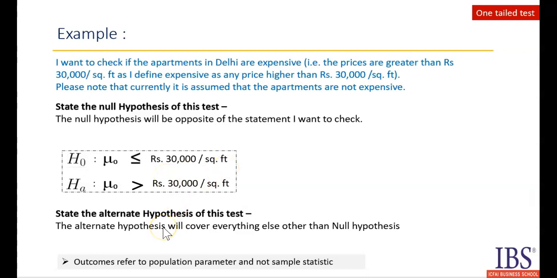And since we know the alternate hypothesis is opposite of null hypothesis and will cover everything else other than null hypothesis, our alternate hypothesis becomes that the mean prices are greater than rupees 30,000 per square feet. In the next class, we'll discuss test statistic and when and how you decide to reject it.